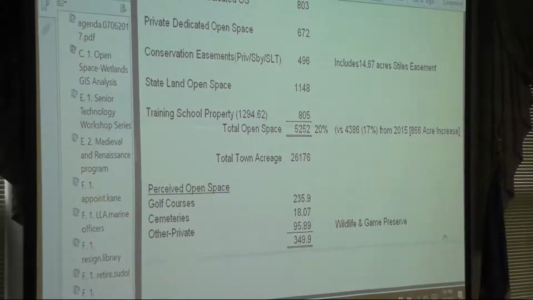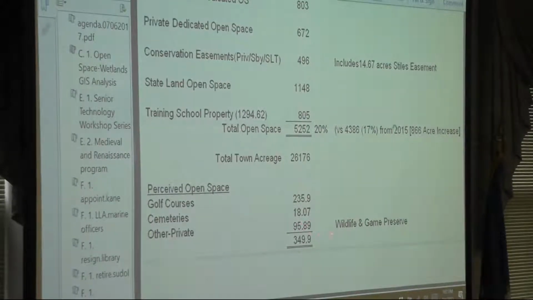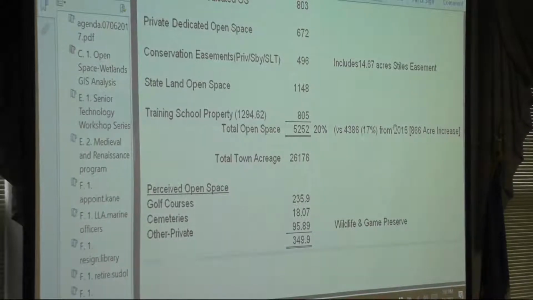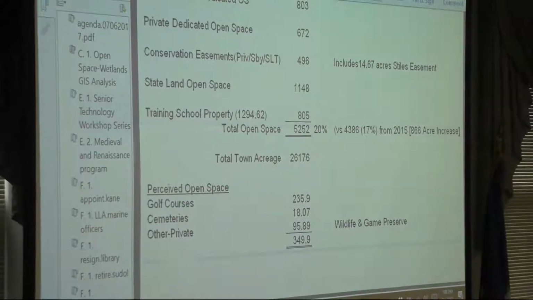Of that open space, just of interest, this does not include 235 acres of golf courses, 18 acres of cemeteries, and 95 acres of what's listed in the open space records as wildlife and game preserve. There's a parcel in Heritage Village up off of East Hill Road, and that's sort of the title of it. It's been preserved as open space, but it's not permanent. It could change its properties. So Dolores does not include that in the open space number today.